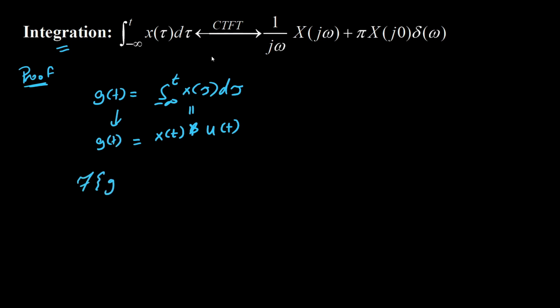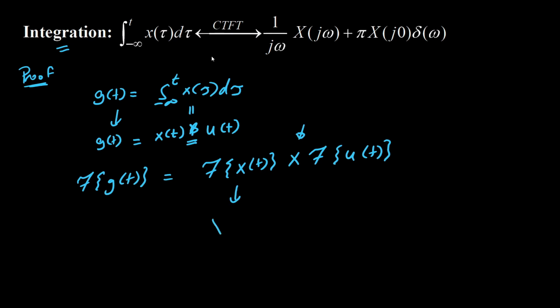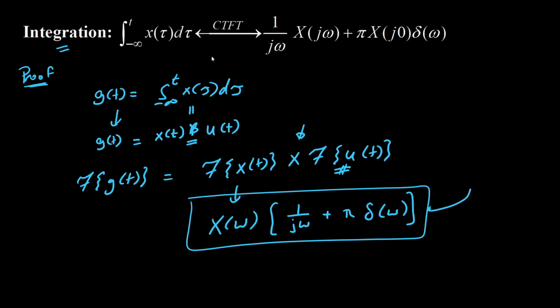Now the Fourier transform of g of t is the Fourier transform of x of t times the Fourier transform of the unit step function u of t. That is, convolution in time has a pair of multiplication in the frequency domain. So this is simply X of omega multiplied with the Fourier transform of the unit step function, which is derived in another video. So I am simply writing the solution, which is 1 over j omega plus pi delta of omega, which is also appearing over here, and this concludes our proof. Now in order to understand this property further, let us look into one example.